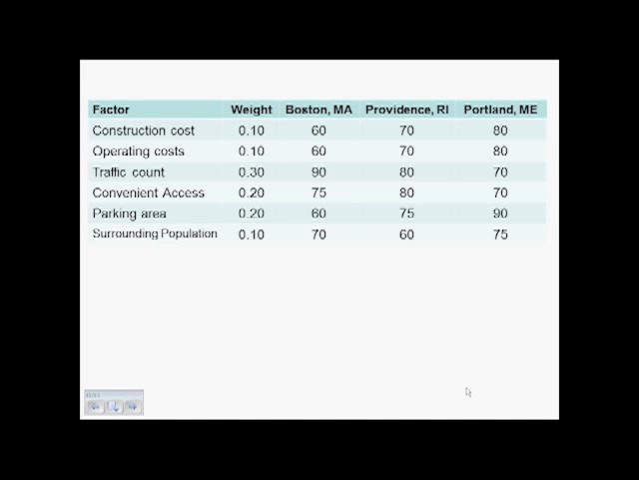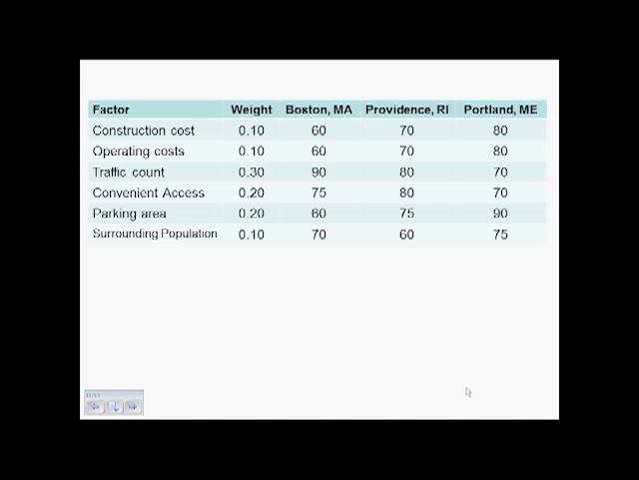Now, traffic count is something we want high. It is shown that the more people that drive by, the more likely those who just drive by will stop in. So you want a higher traffic count. So the higher the score rated in the traffic count means the more traffic there is. Same with population. The bigger the population, the higher the score from 0 to 100 they're going to get.